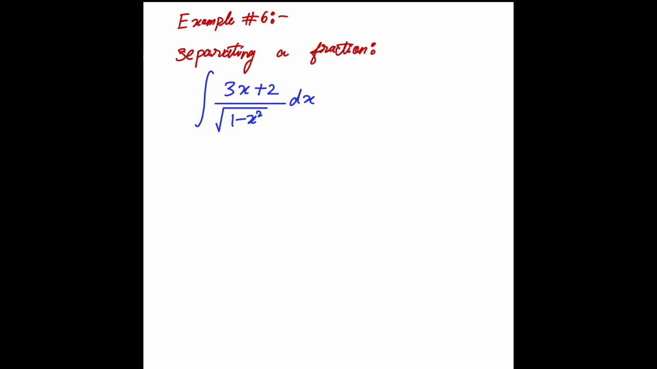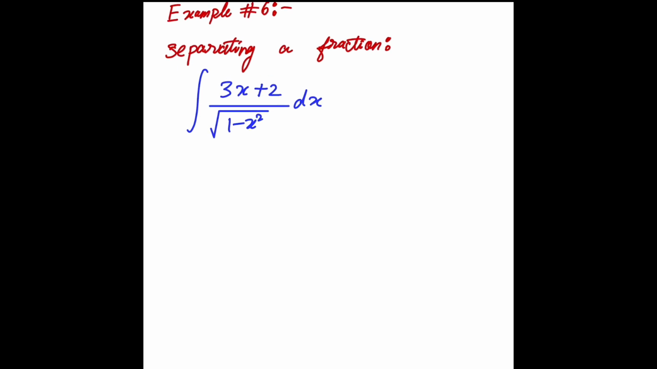We are given the integral of (3x plus 2) divided by the square root of 1 minus x squared. Here, the integrand involves a fraction, and the denominator involves the square root. So our goal is to integrate this expression step by step.